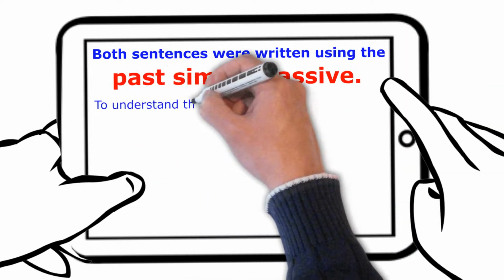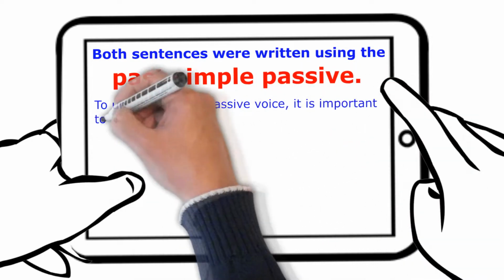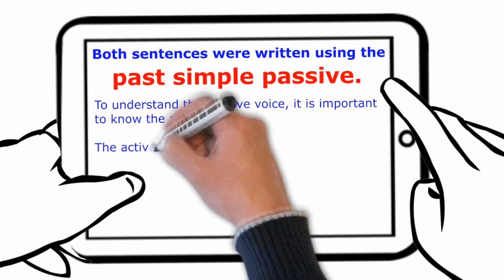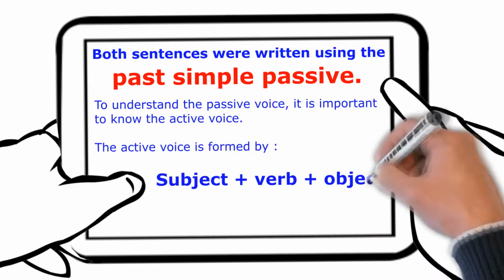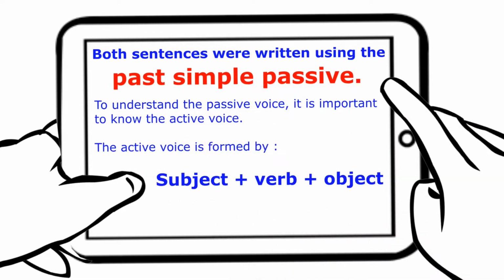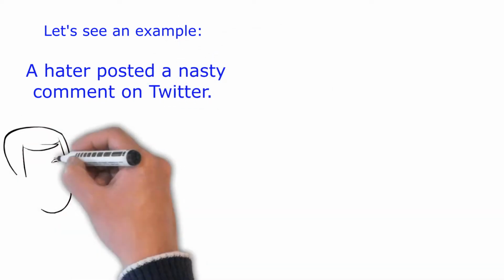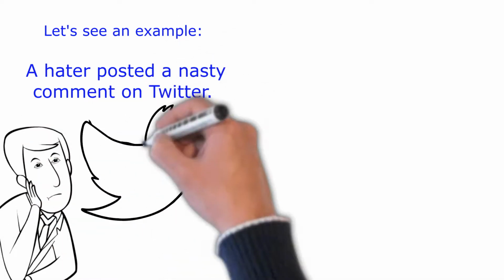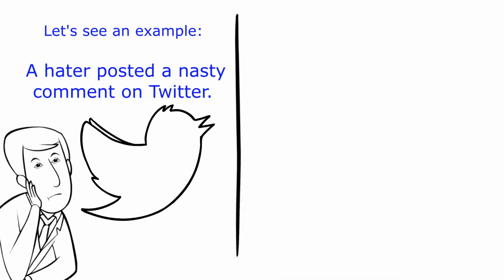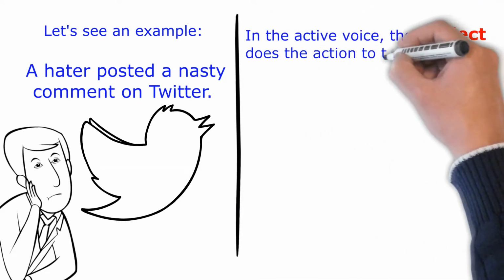To understand the passive voice, it is important to know the active voice. The active voice is formed by subject plus verb plus object. Let's see an example. A hater posted a nasty comment on Twitter. In the active voice, the subject does the action to the object.